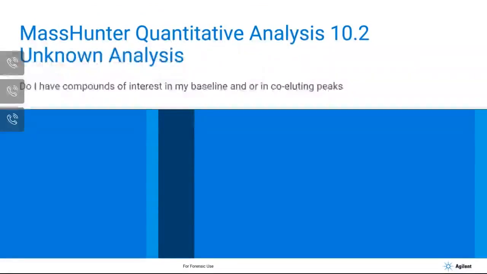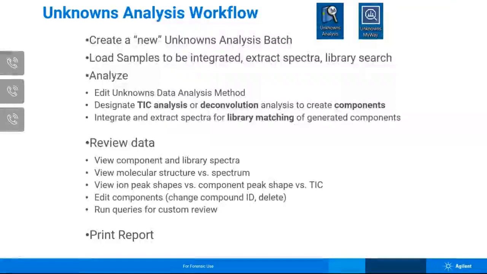Next, let's go specifically into unknowns analysis, which again is found under the quantitative analysis umbrella of MassHunter. And let's go through the specific workflow process. Just as in ChemStation data analysis, there's a workflow for unknowns analysis. And the first step in that workflow is creating a batch.